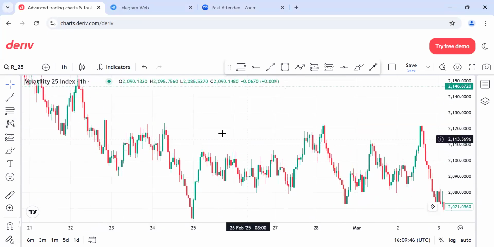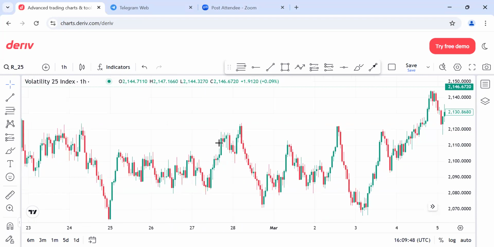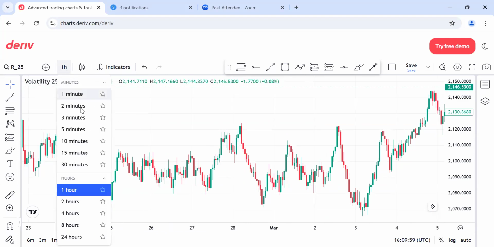And mind you, you can spot the market structure on any time frame. I'm sure you guys know what time frames are. None of us here is a beginner trader. We have different time frames: the 1 minute, the 24 hours, the 4 hour, the 30 minutes, the 1 hour, 5 minutes, and so on. These are the time frames.